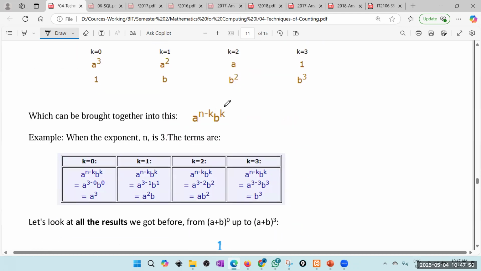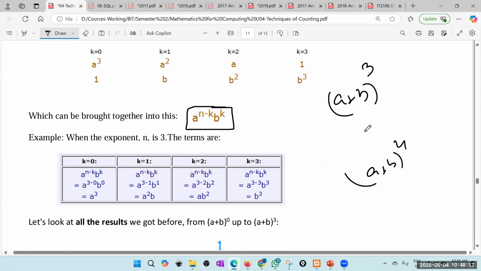The pattern is, each term is like this. N is your n, right? For example, say you want to find a plus b to the power 3, then n is 3. K goes from 0, 1, 2, 3 because n is 3. If, of course, you are looking for a plus b to the power 4, your n is 4, k goes from 0 to 4.